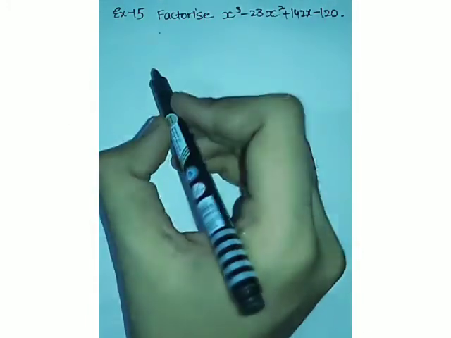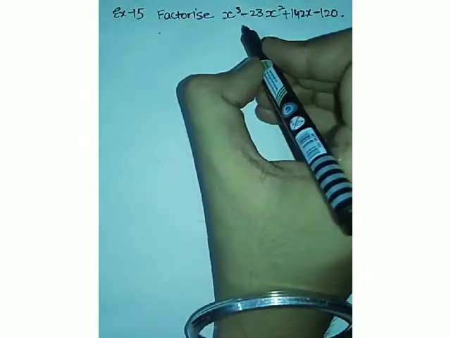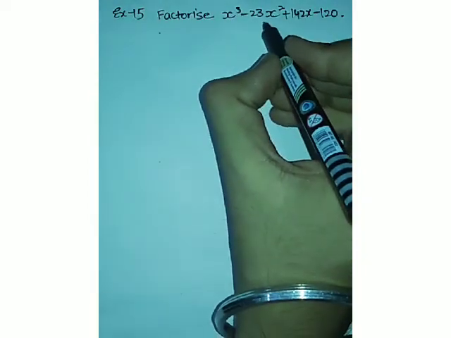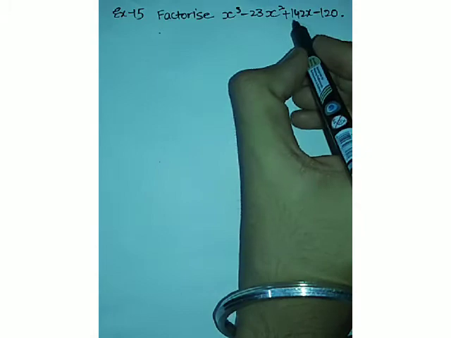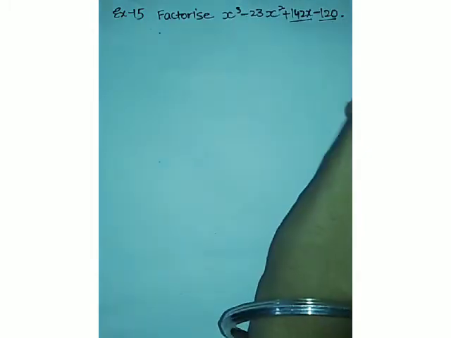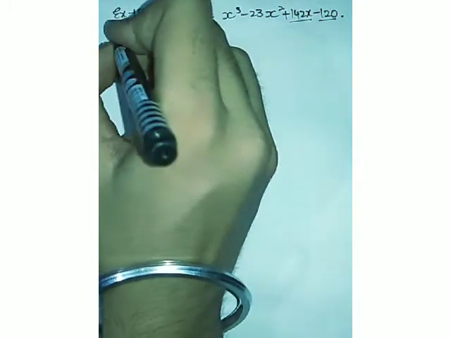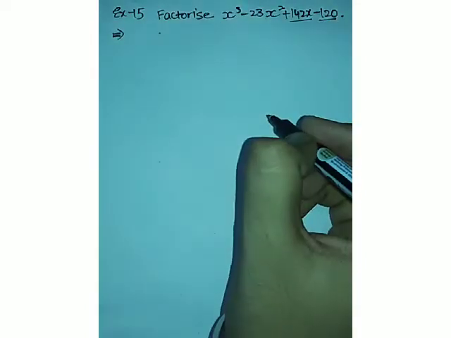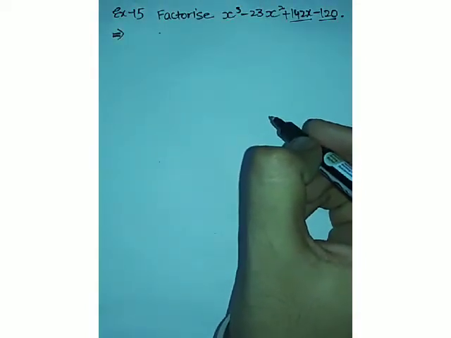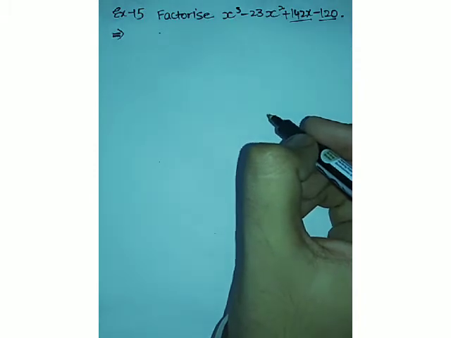In this example, we have to factorize a cubic polynomial, that is x cube minus 23x square plus 142x minus 120. It's a bit complicated method, but I would really recommend you to watch this section of the video very carefully to understand this concept of factorization of a cubic polynomial.